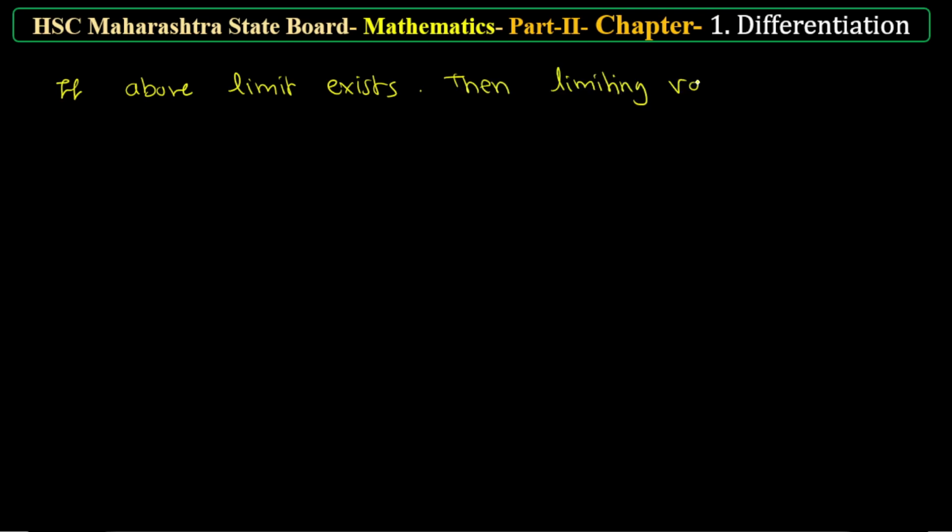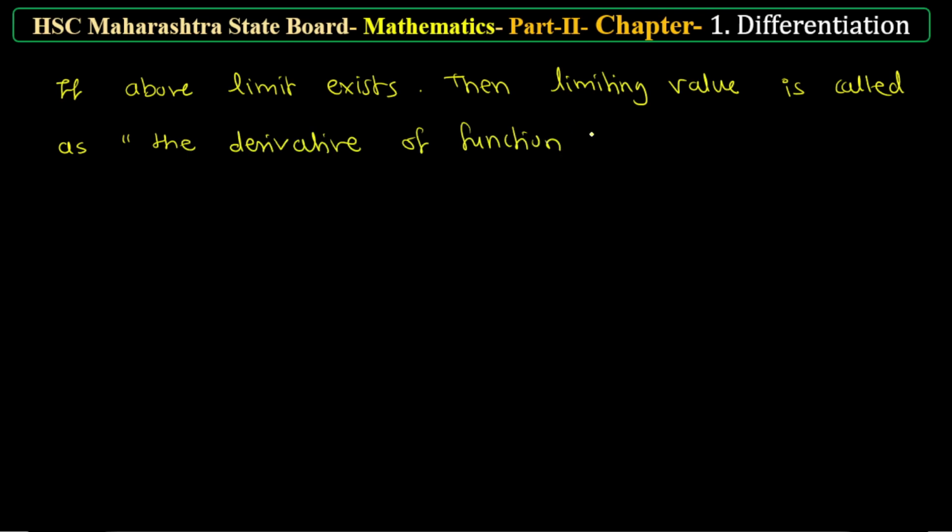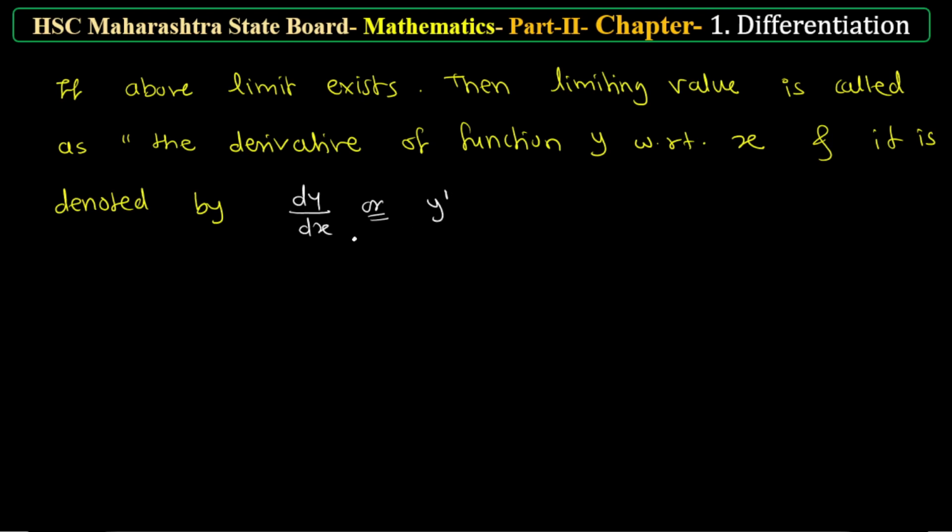then the limiting value is called the derivative of a function y with respect to x, and it is denoted by dy upon dx, or y dash, or f dash of x. It is the derivative of y with respect to x.